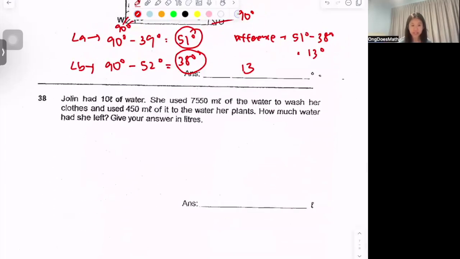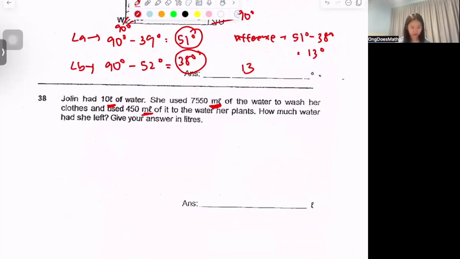Next, Jolin had 10 liters of water. She used 750 ml of the water to wash her clothes and used 450 ml of it to water her plants. How much water had she left? And give your answer in liters. Okay, so we face a problem here. Here's in liters, here's in ml.